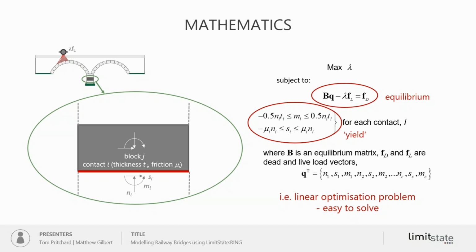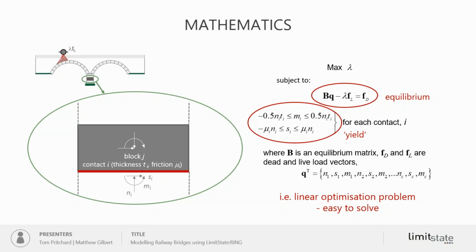Well, there's obviously the self-weight of the block, but there are also forces from the contacts, in this case, at the top and bottom of this block in the pier. So we satisfy equilibrium. That's the first set of constraints. And then secondly, we have inequality constraints, which are there to ensure that yield is satisfied.